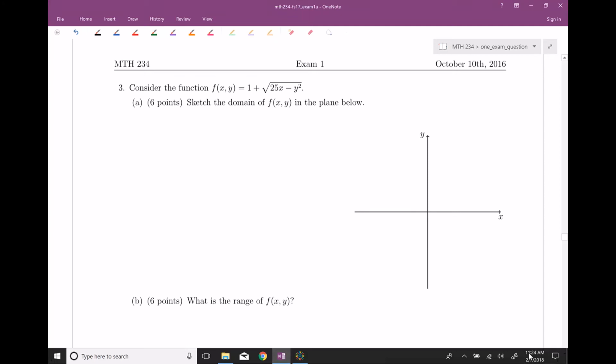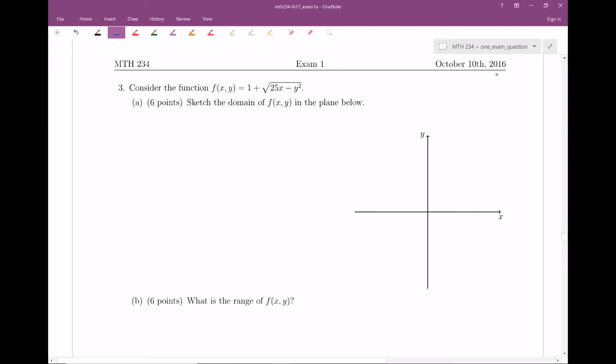Alright, welcome everyone. In this video we're going to do a 14.1 problem. We're in an exam from 2016, looks like fall semester here. We have a nice function and we're interested in domains and ranges and level curves and all that good stuff.